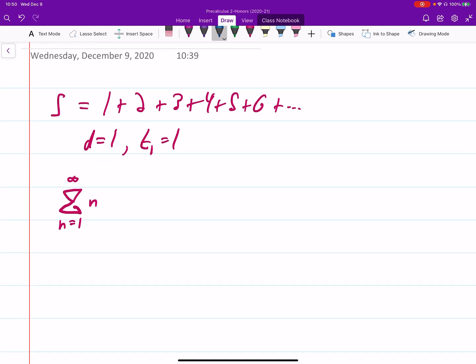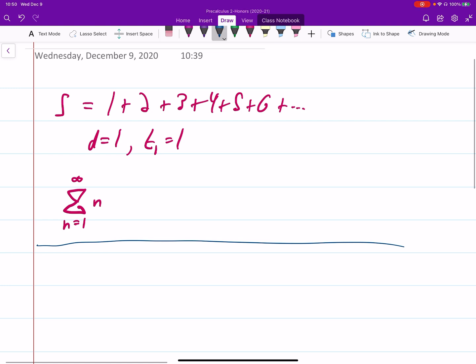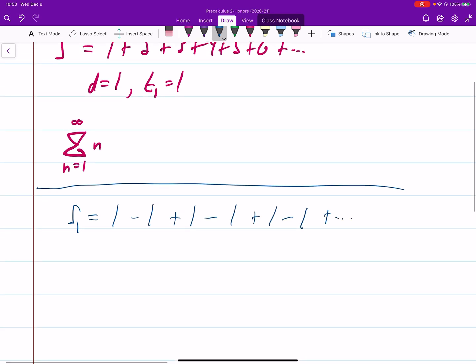I'm going to start with two other infinite sequences that will help us derive this. The first one is the alternating 1 minus 1 plus 1 minus 1 plus 1 minus 1, and so on. And with that first one, I want to essentially look at it and try to figure out what this is going to be equal to.